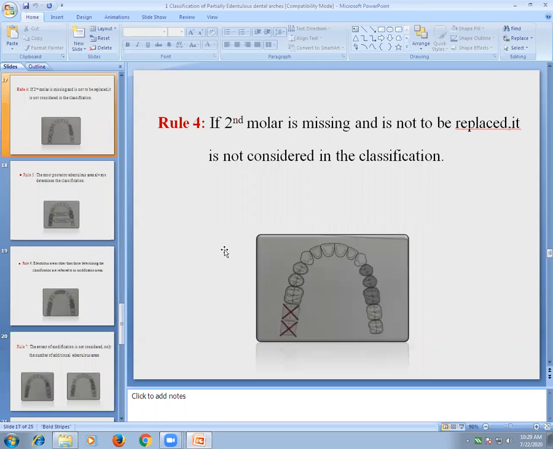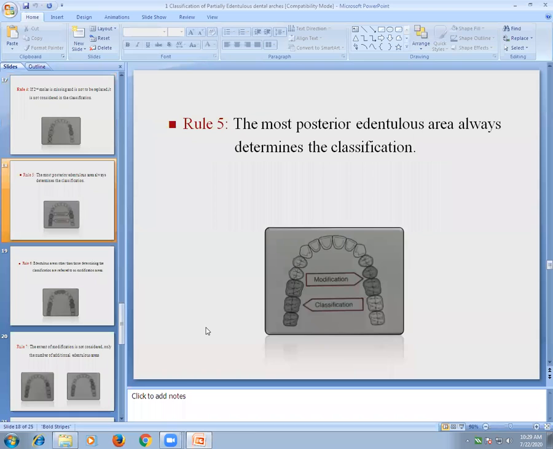And rule 4: if the second molar is missing, here you can see the cross marking, and is not to be replaced, then it is not considered in the classification. This is rule 4. Then rule 5, which is the most important rule.